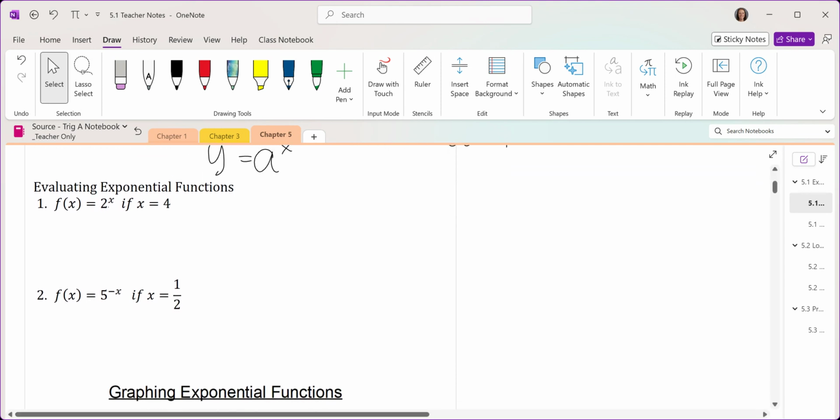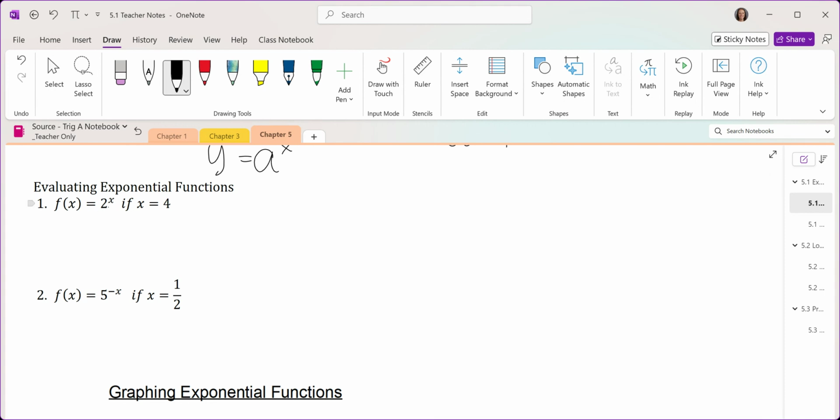So if you have f of x is the same thing as y. So f of x equals 2 to the x, if x equals 4. You're just substituting in the 4 into the x and then putting that in your calculator. So 2 to the 4th power would be 2 times 2 times 2 times 2, which is 16.